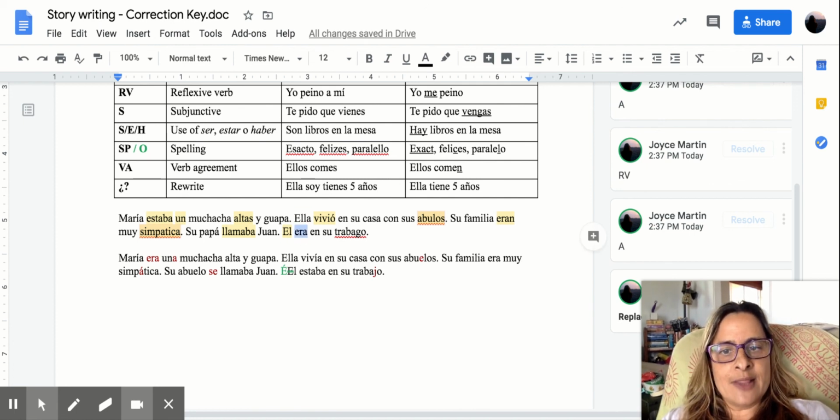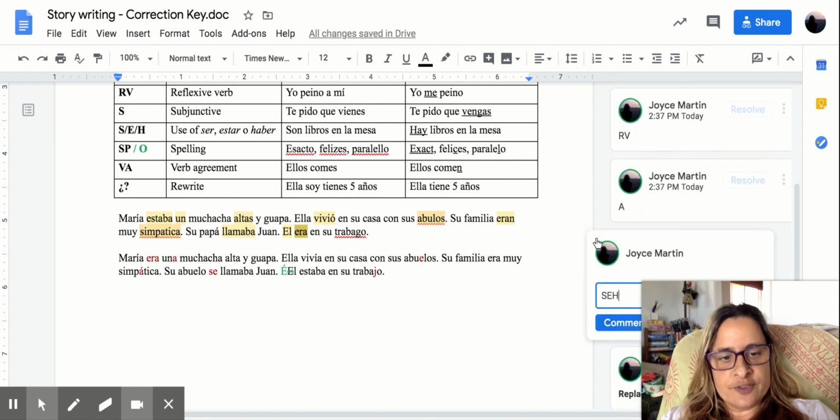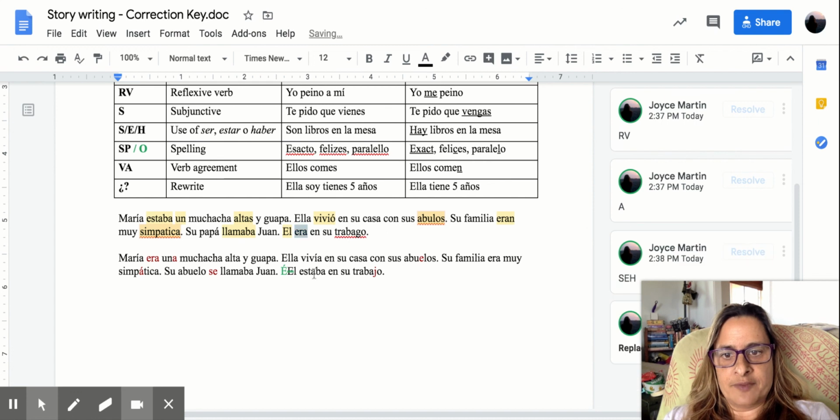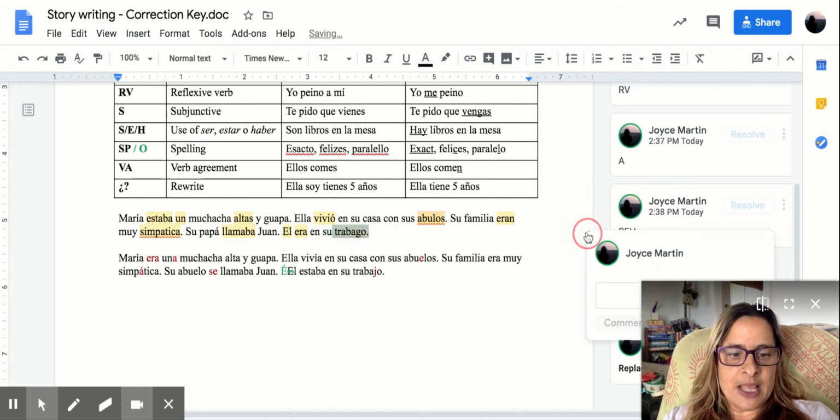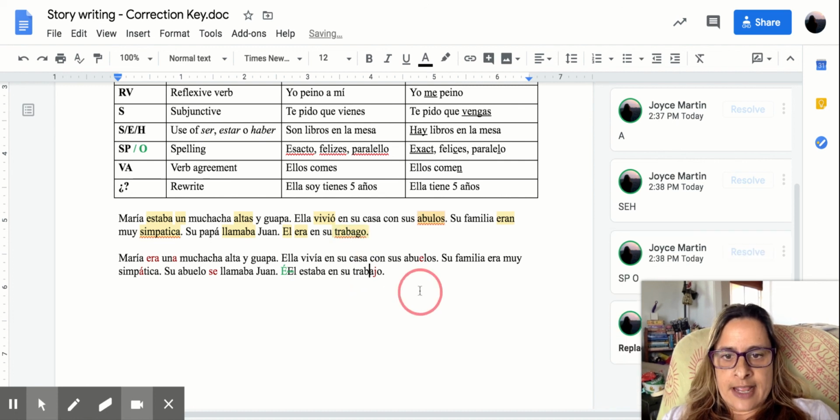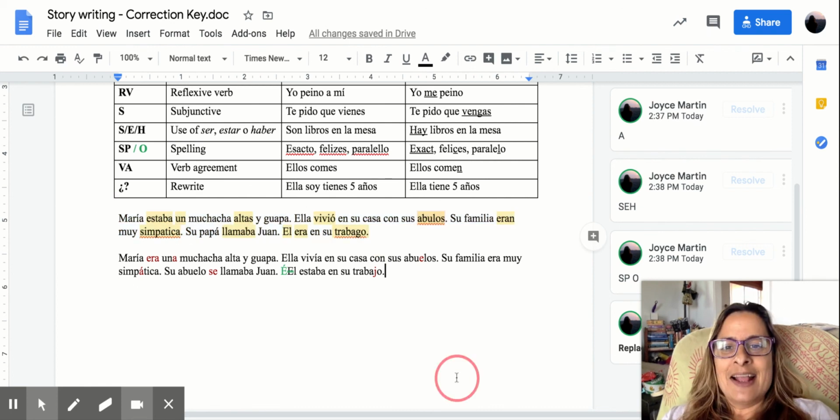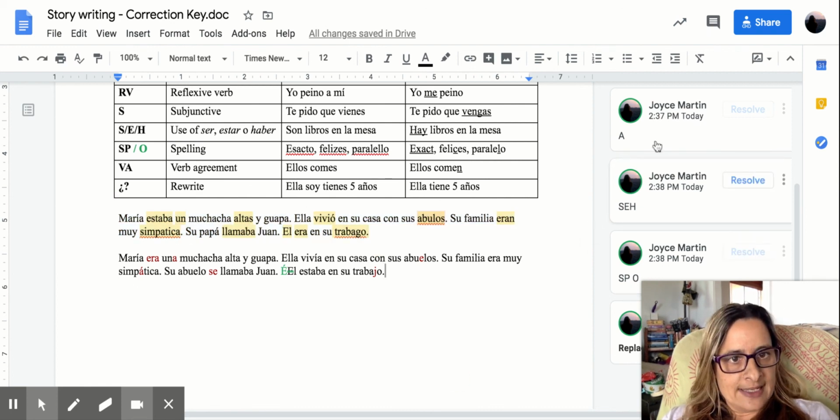So again, we have a ser and estar issue here. So I'm going to go SEH for ser, estar, and haber, and then you're going to fix it by putting estaba. And then finally, looking at trabajo, that is not spelled right. So I'm going to highlight it. I'm going to add a comment. I'm going to put SP or an O. I'm going to hit comment. And then down here, I fixed it. So basically, you guys will have written something like this, hopefully better than that. I will correct it using all of these symbols.